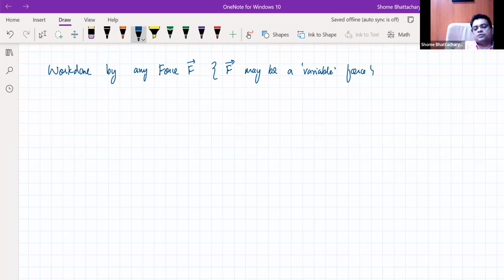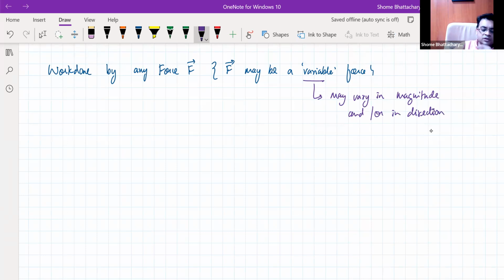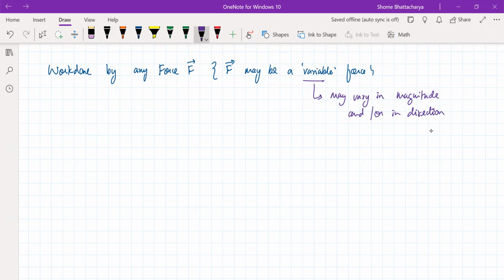Maybe constant also, it may be variable also. And when we say variable, it may vary in magnitude and or in direction. So it covers all types of forces. It covers constant forces, it covers forces of constant magnitude but variable direction, or reverse, forces of variable magnitude but constant direction. All this is covered within this.